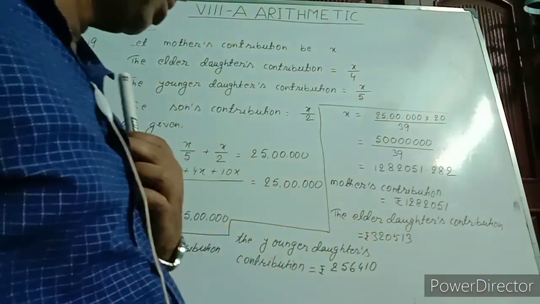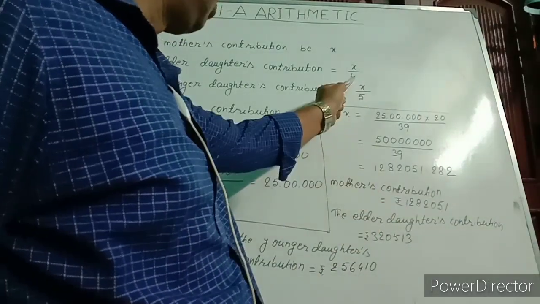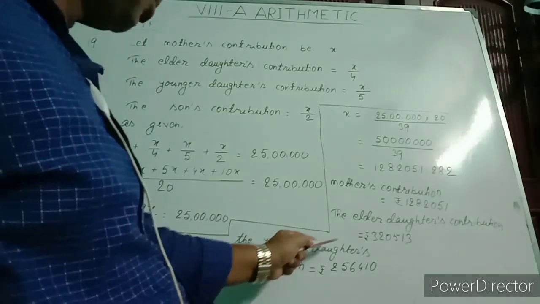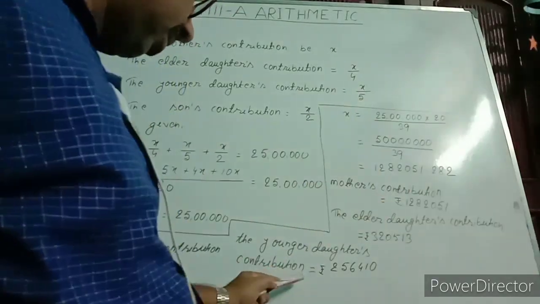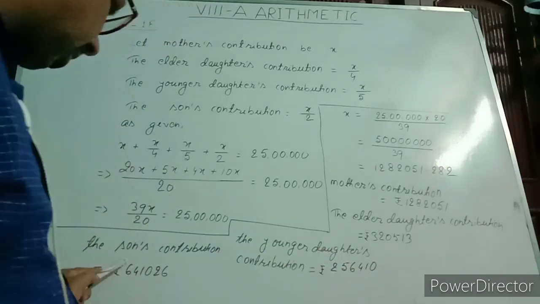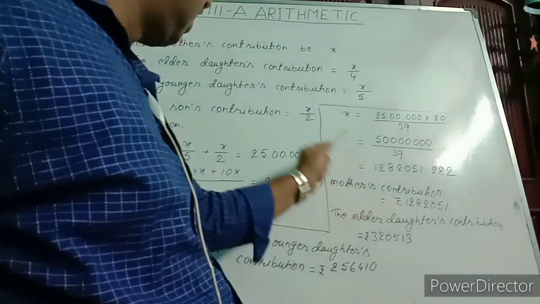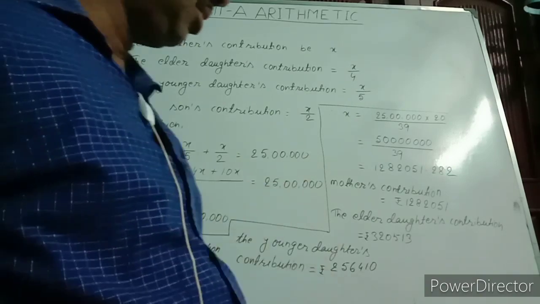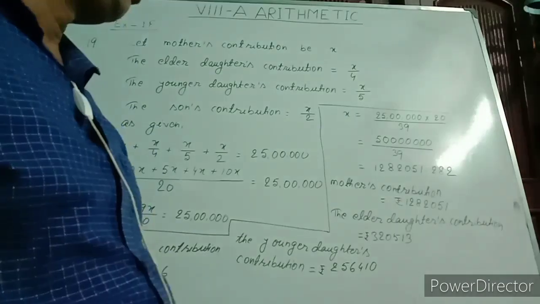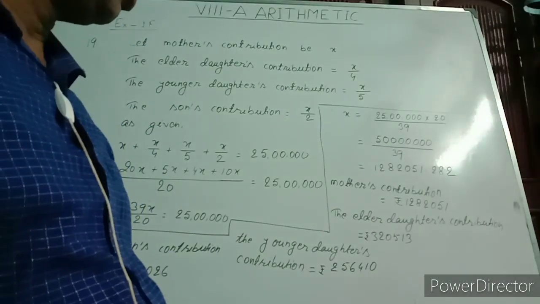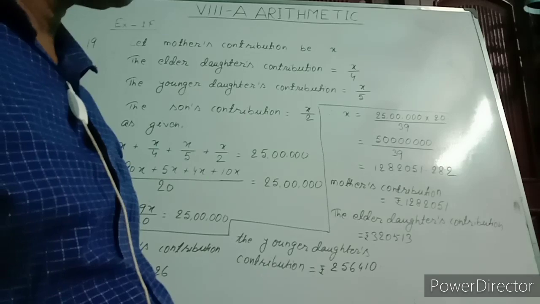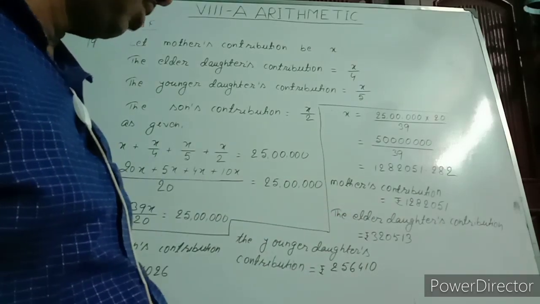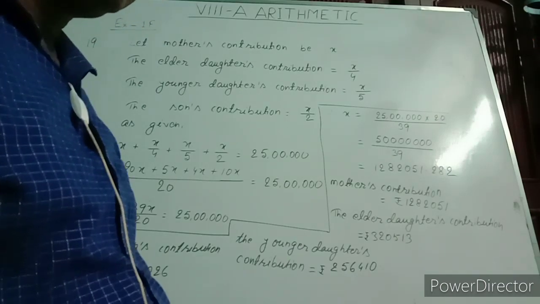1282051. So the elder daughter's contribution became this by 4, I got 320513. The younger daughter's contribution, this by 5, I got 256410. And the son's contribution, this by 2, I got 641026. In all these amounts, the decimal part is rounded off. Otherwise, the answers will come in decimal. Since the answers are not in decimal, I rounded off that decimal part and I got this amount contributed by different persons to buy that house.